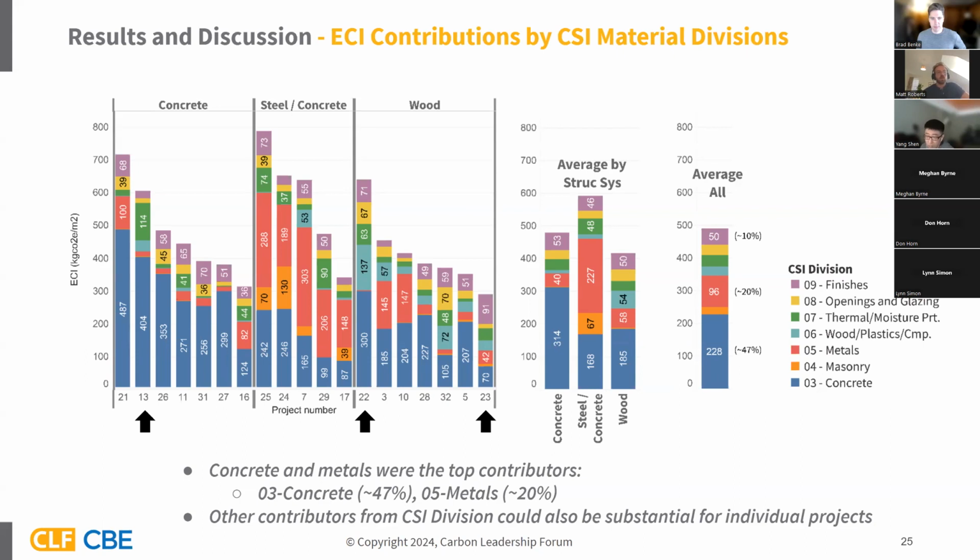For example, for project number 13, Division 7, thermal and moisture protection, could be the second biggest contributor apart from the concrete. For project 22, the Division wood, plastics, and composites could also be a huge contribution to the embodied carbon. And for project number 23, Division 9 finishes would be the biggest contributor. So that's all. I will pass to Brad and Matt for the next section.